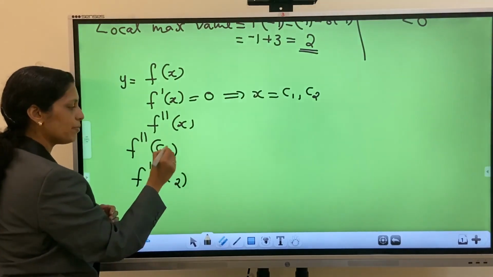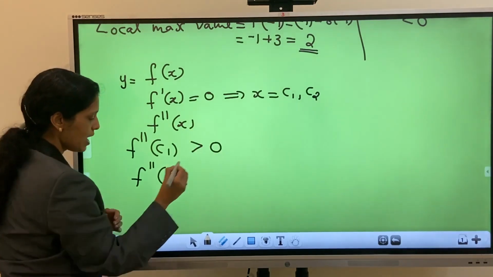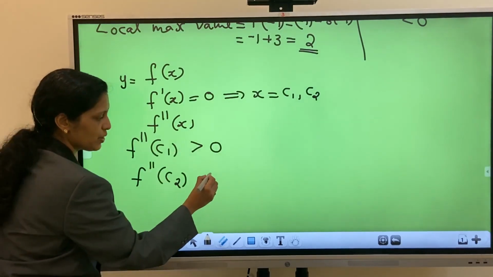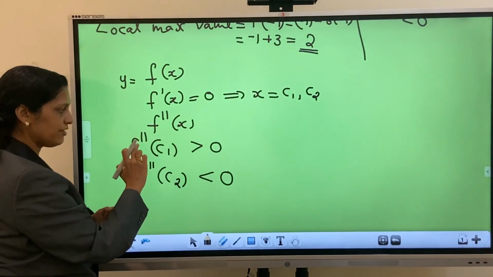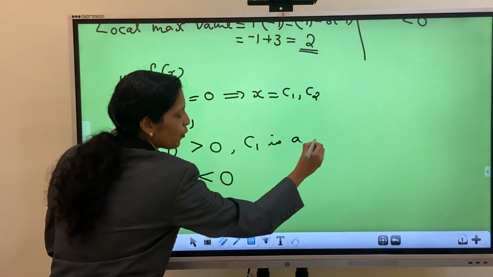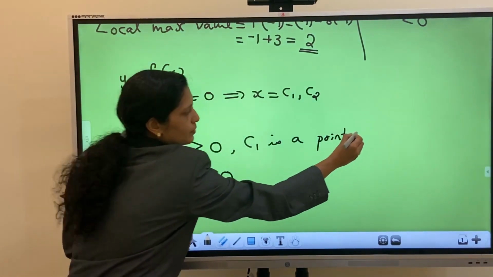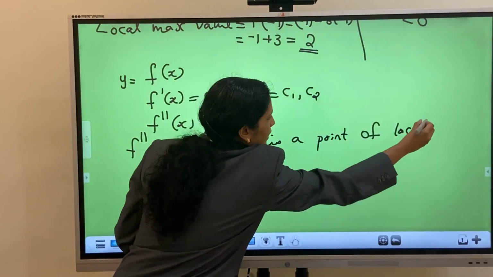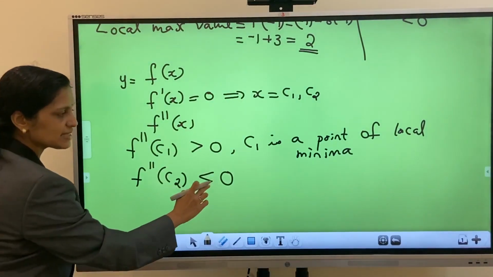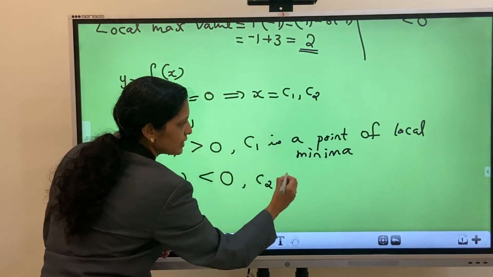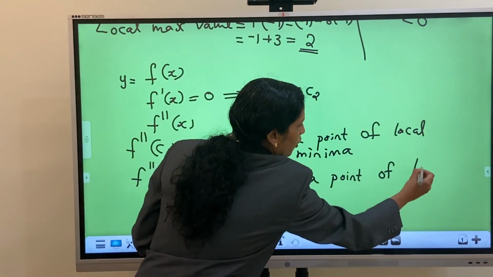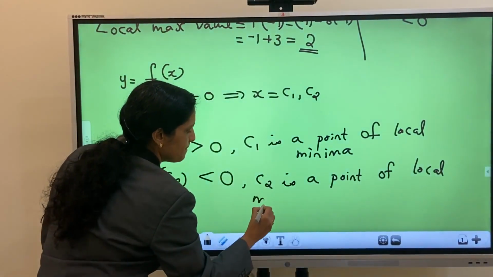Then suppose f double dash c1 is greater than 0 and f double dash c2 is less than 0. If f double dash c1 is greater than 0, then c1 is a point of local minima. If f double dash c2 is less than 0, then c2 is a point of local maxima.